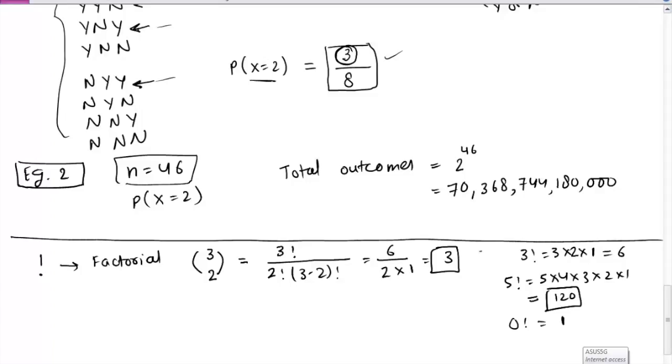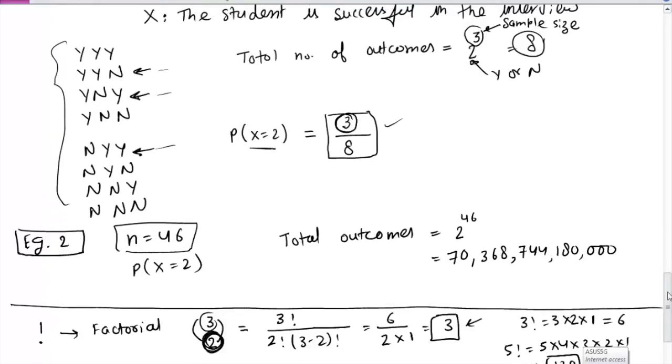So the meaning of this 3 is that there are 3 ways you can get 2 yes. This 2 represents 2 yes, the way we defined random variable x. So x equals 2 means 2 yes out of 3. How many ways can you get 2 yes out of 3? This calculation tells us there are 3 ways.